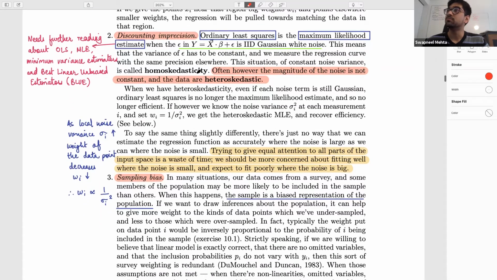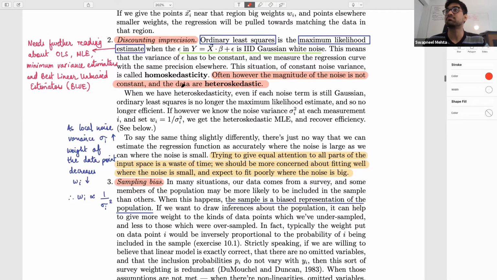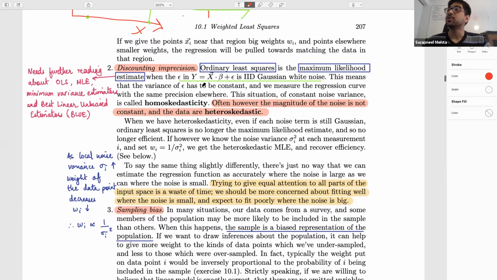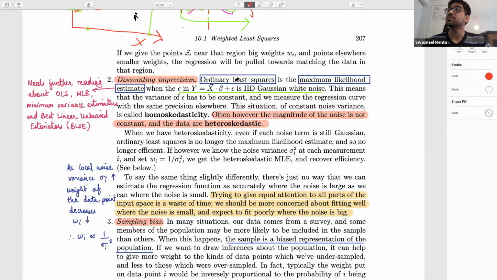So that is one of the other reasons we do that. So he's talking about the assumption. So far we made this assumption of Gaussian IID white noise and homoskedasticity, which is why the OLS estimate is the maximum likelihood estimate, which is why it is a minimum variance estimator, and relates to this concept of best linear unbiased estimator. Read about it. I think we've already done that, but anyway.